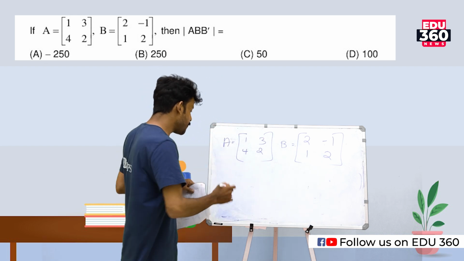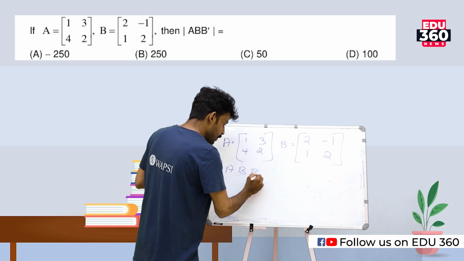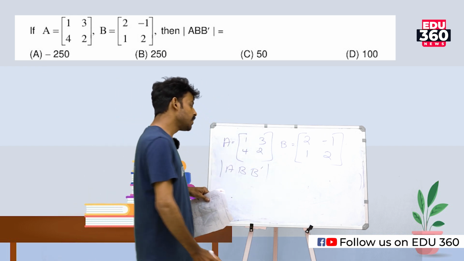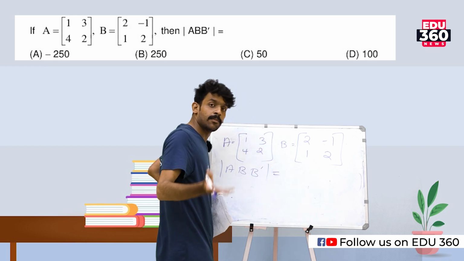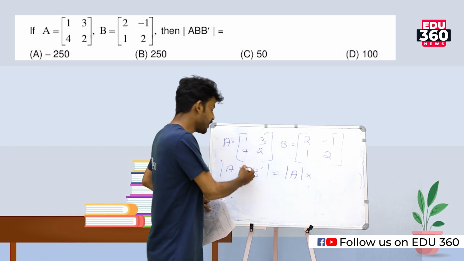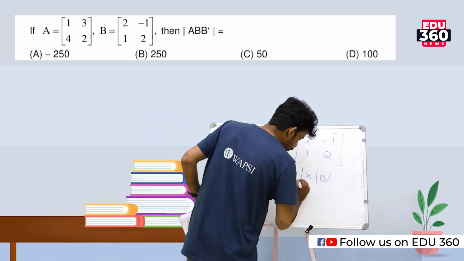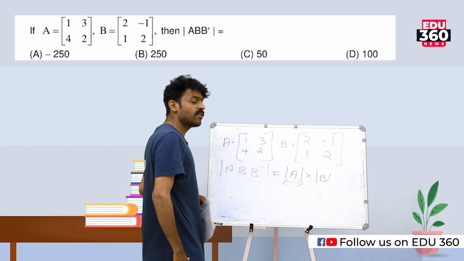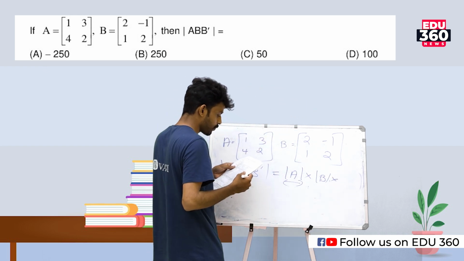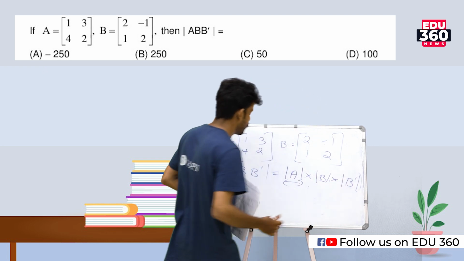Okay, so we need to find determinant of A, B, B dash. So how we can find the determinant of A, B, B dash? It's simple. First of all, we can find the determinant of matrix A into determinant of B into determinant of B dash. Okay.